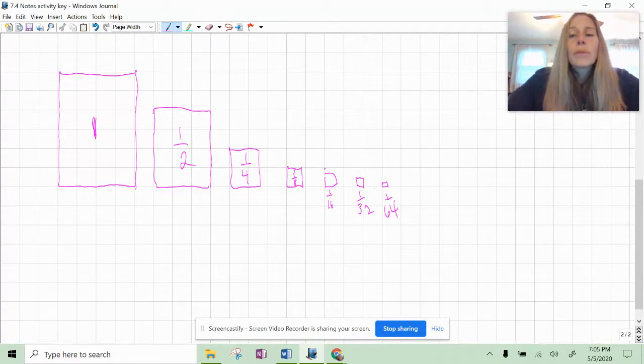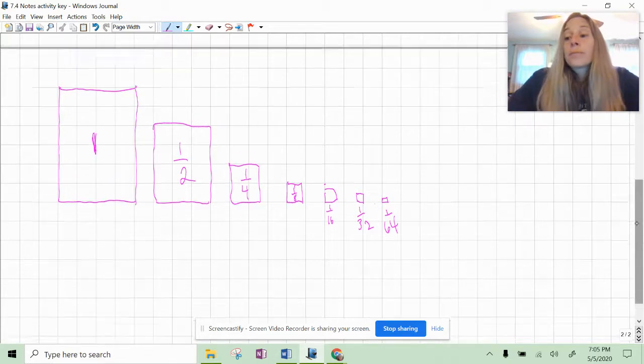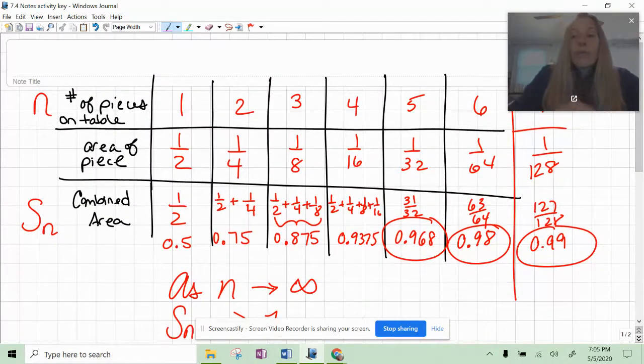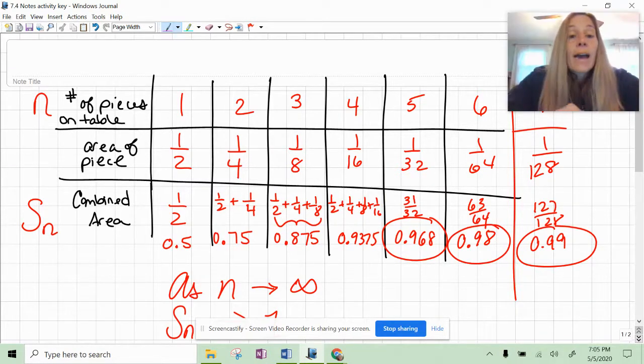So now what would happen if we were finding the sums of this? What would that look like? So I wrote those numbers in a chart, right? So number of pieces of paper on the table. When I put my first piece of paper on the table, I have half of a square unit there for my area. And so the combined area, since it's just one piece of paper, is 1/2. Then when I put the second piece of paper on the table, that's 1/4, right?